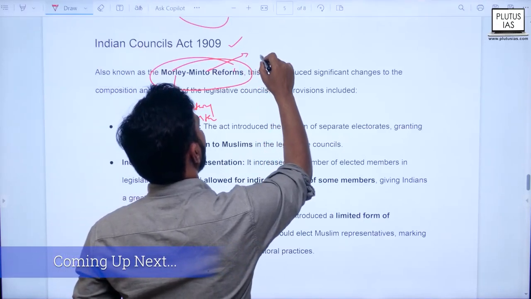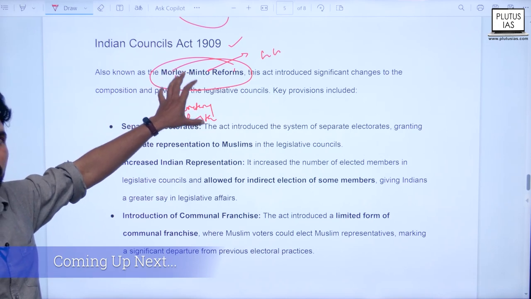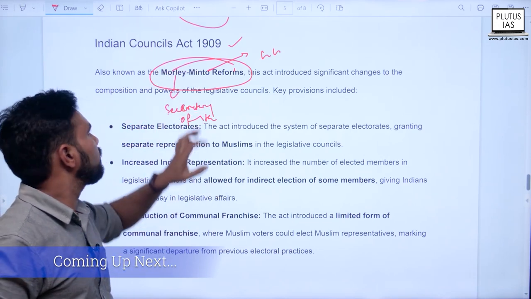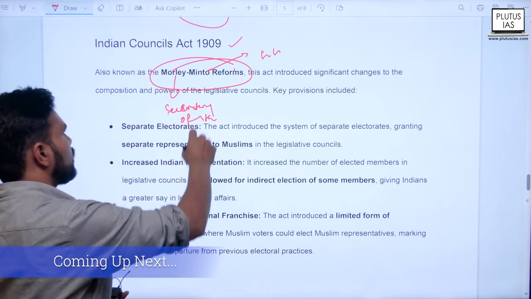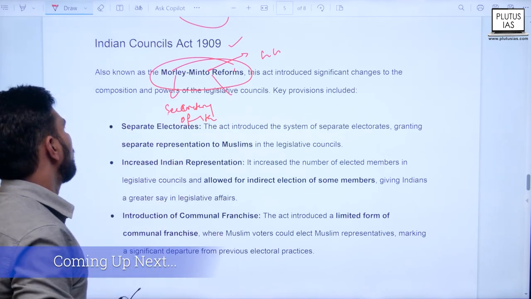Lord Minto was Governor General of India. So basically, this act has been brought with the recommendations and active support of these two people. So this act is more popular with the name of these two people.